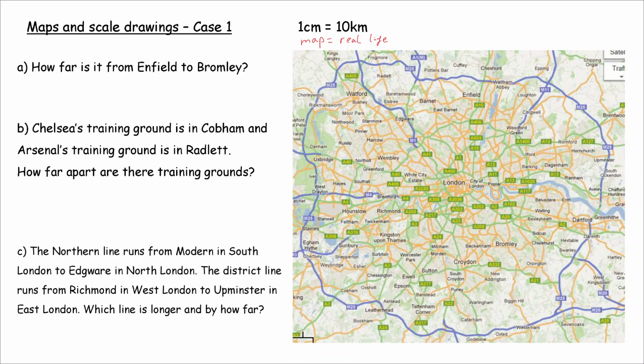Okay, so it's going to be tricky for you guys to do this at home because you don't have this map, but you can watch me go through it and hopefully that's going to be useful if you have questions that are similar to this. And it is saying, question 1, how far is it from Enfield to Bromley?